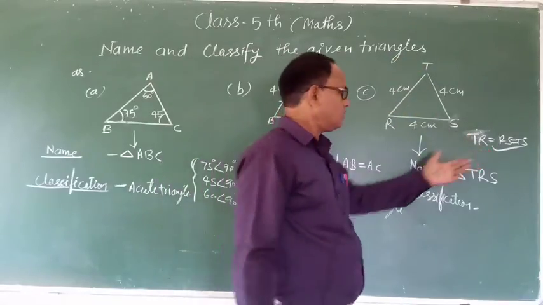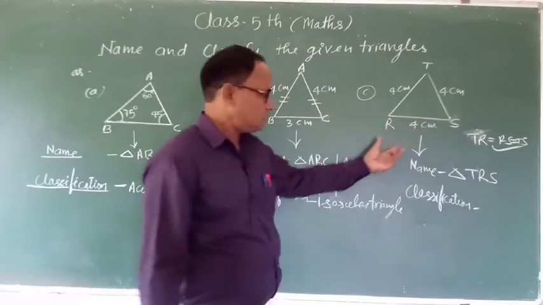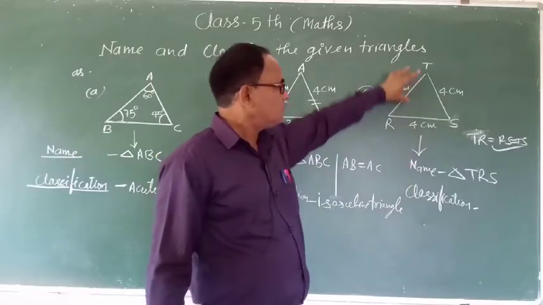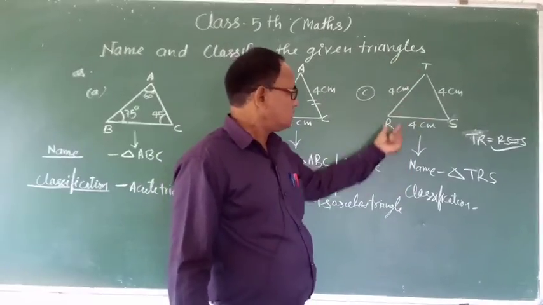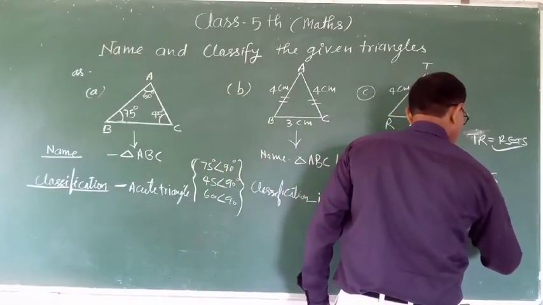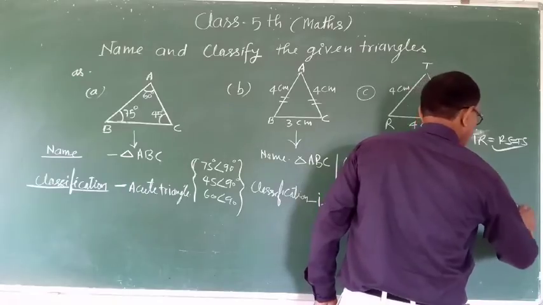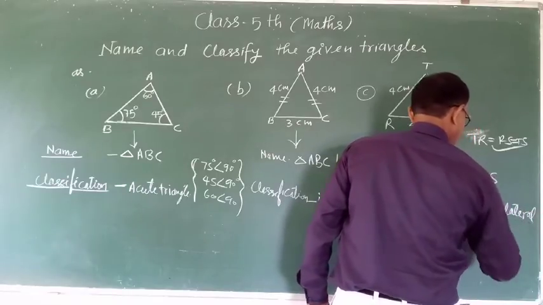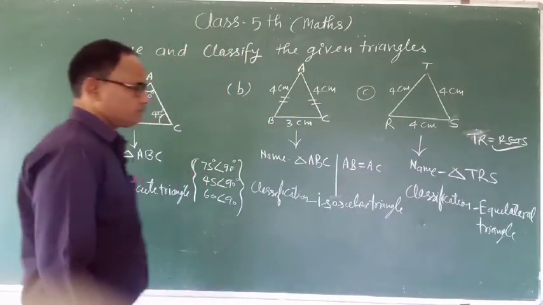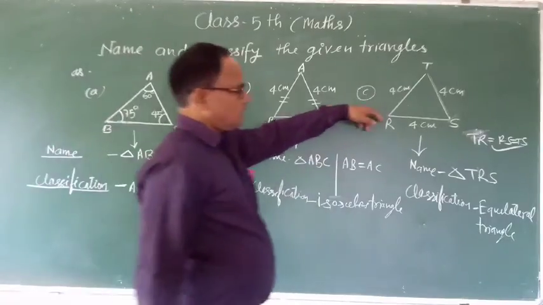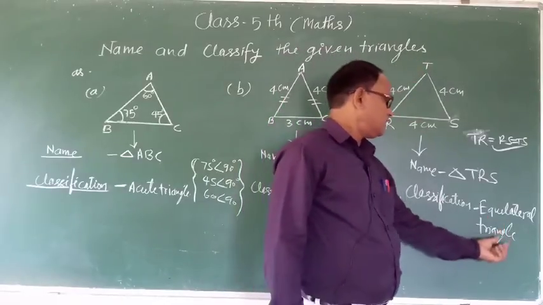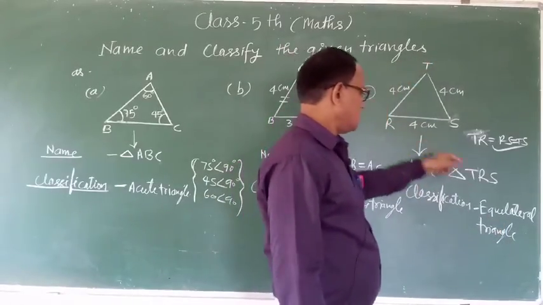If all sides are equal, then the given triangle is an equilateral triangle on the basis of sides. On the basis of sides, triangle TRS is an equilateral triangle, and its name is TRS.